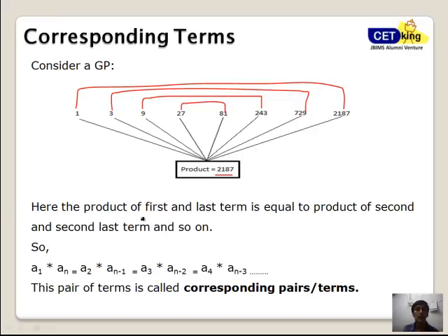So here the product of first and last term is equal to the product of the second and second last term, and so on. So we can say that A1 into An is equal to A2 into An minus 1, that is second term into second last term, is equal to third term into third last term, and so on. This pair of terms is called corresponding pairs or corresponding terms.